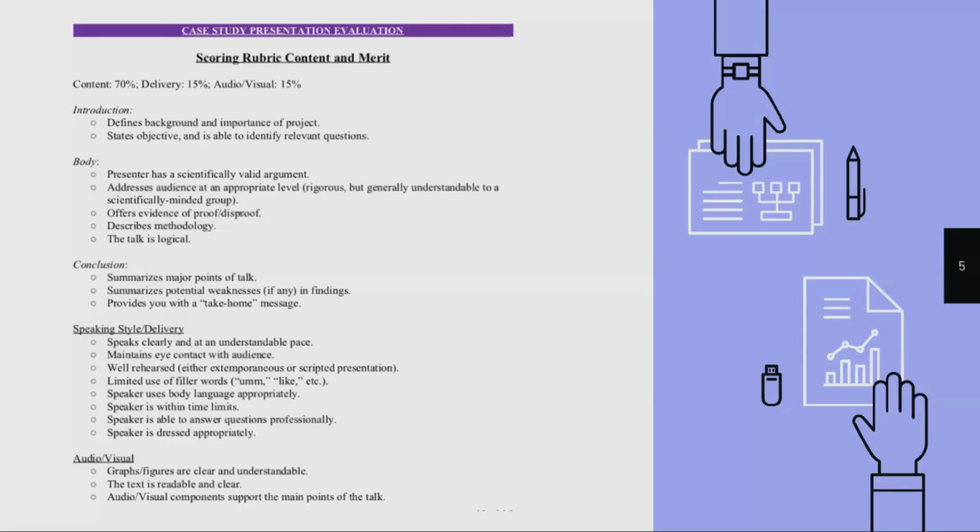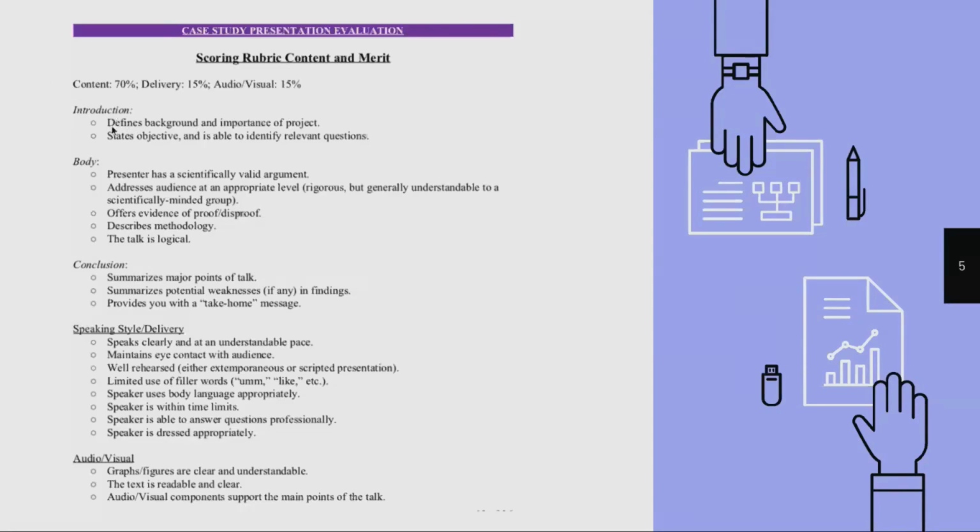But just before our presenter shares his screen, I want to remind us of the rubric for presentations of case studies. When we're presenting case studies, 70% of the grade comes from content, 15% comes from your delivery, and the other 15% comes from the PowerPoint itself, what visuals you use. You will not be seeing your presentation grades as yet because I'm still working on those.